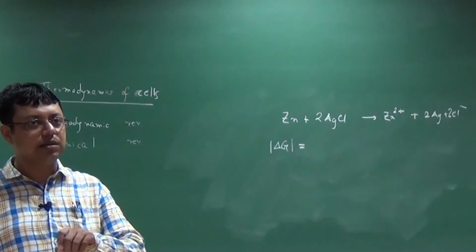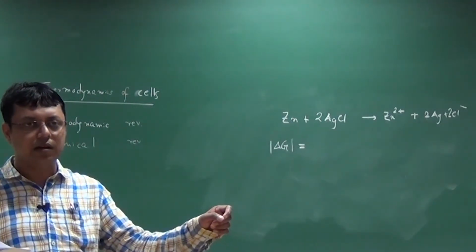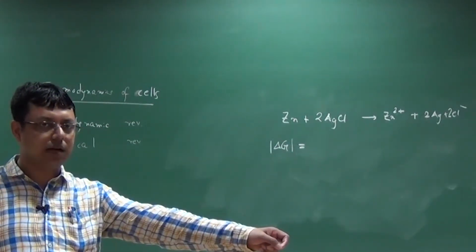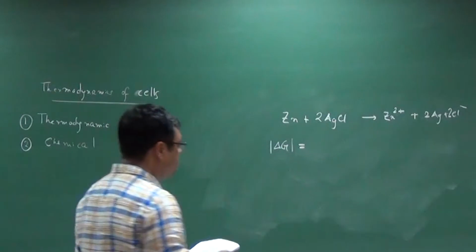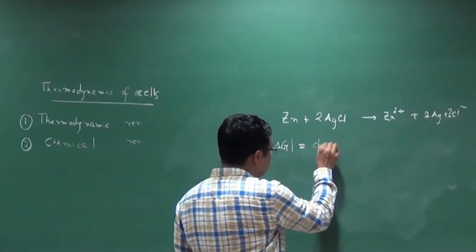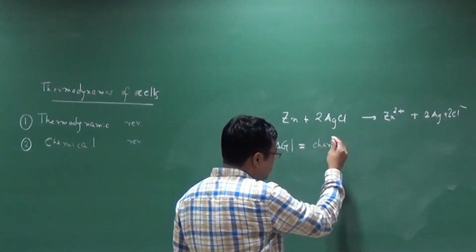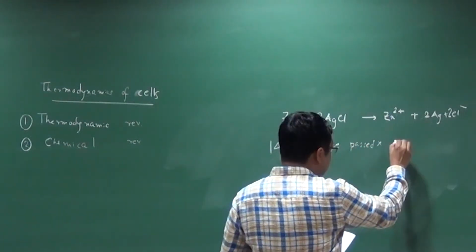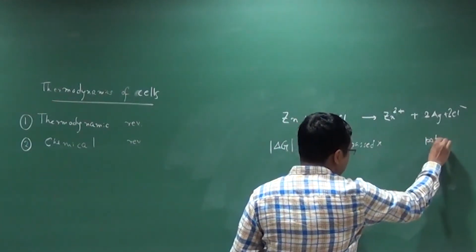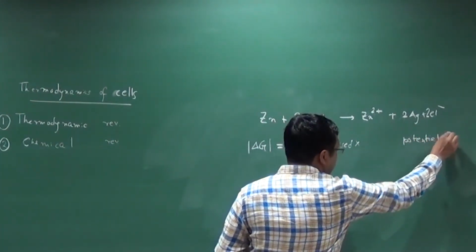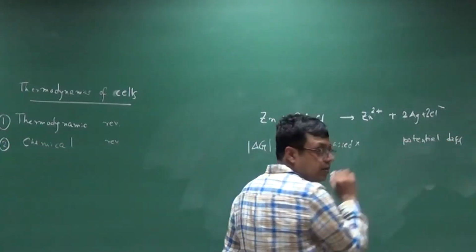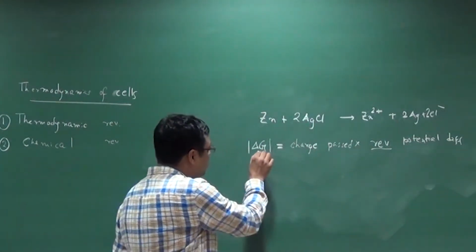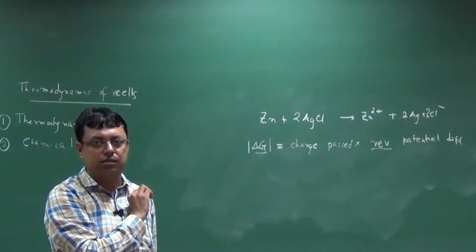Electrical energy means that if you have a potential difference of delta phi, it is just the potential difference multiplied by the amount of charge carried. So I can write the charge passed times the potential difference, but this potential difference has to be the reversible potential difference, because you are talking about a thermodynamic quantity, which is delta G.